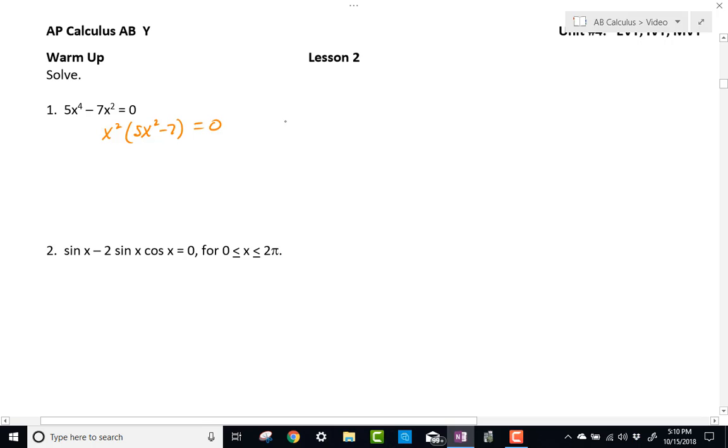I can set each factor equal to 0 now, so I get x squared equal to 0, so obviously x would have to be equal to 0 here. And 5x squared minus 7 equal to 0. If we add 7 to both sides, we get 5x squared equal to 7. Dividing out the 5, we get x squared equals 7/5. And if you square root both sides, you end up with x equals the positive and the negative root of 7/5. Alright, so I'm just going to go ahead and leave that. We don't have any reason to change that.